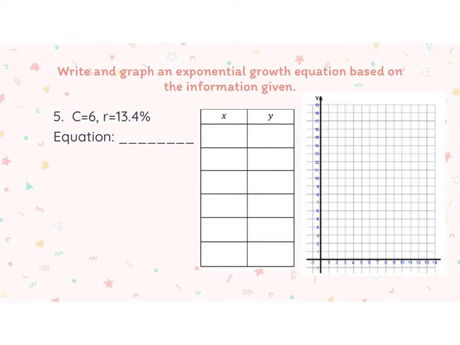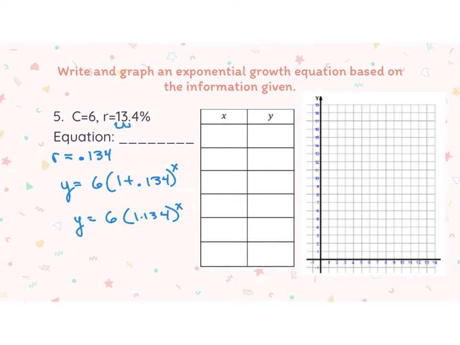Try another one. All right, first things first, I want to make sure I don't screw this up. So I'm going to write 0.134 as our rate. Then our C is 6. We're adding because it's a growth equation. And we have x now. So y equals 6 times 1.134 to the x.